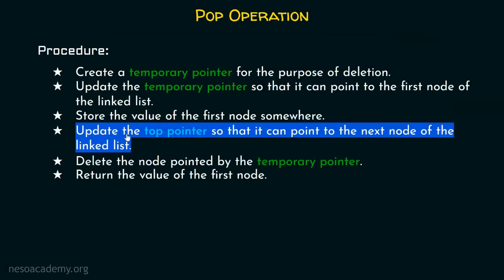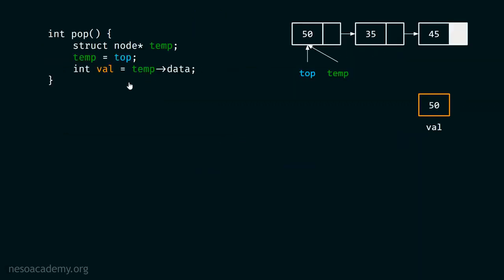After this, we will update the top pointer so that it can point to the next node of the linked list. For this, we will put this line of code: top equals top link. This will update our top pointer and eventually this will point to the second node of the linked list. Now you can see that temp pointer is pointing to the first node and top pointer is pointing to the second node. This will be our new top after deleting this node, right? Now we are in the perfect position to delete this node, right?